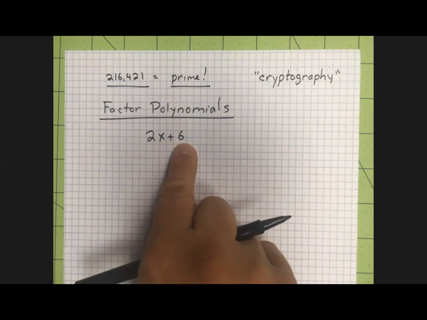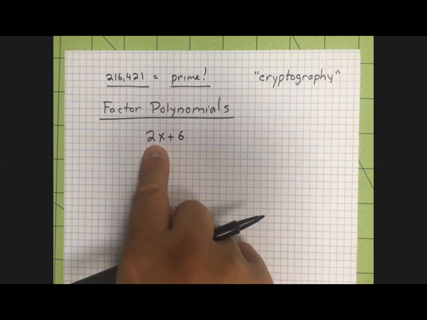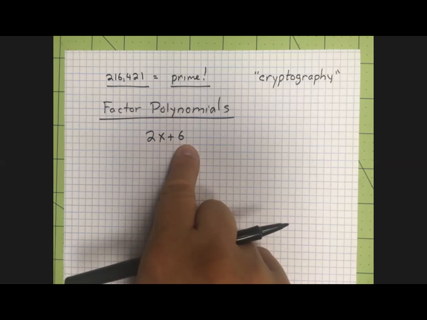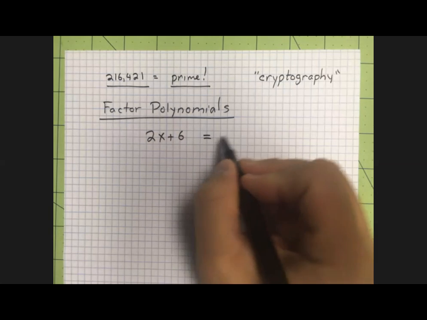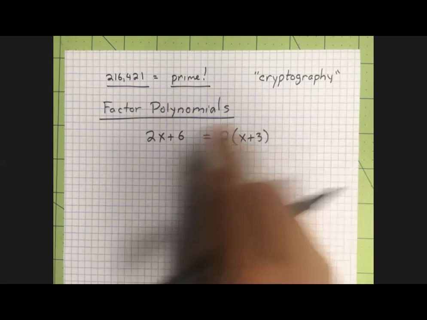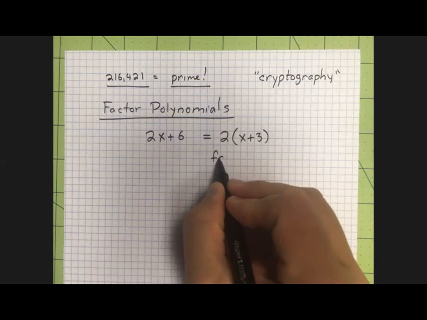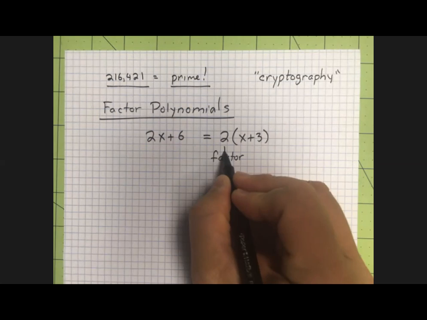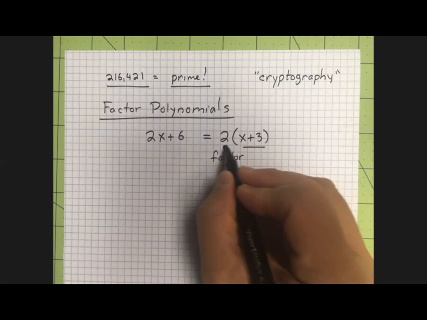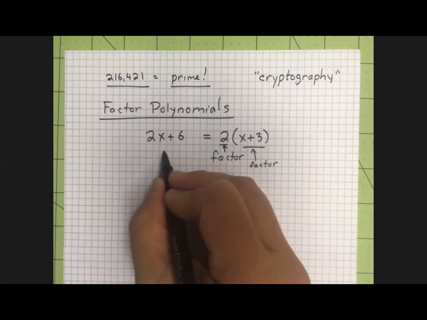But you can ask the same questions about this as you asked about 6. How can you break down 6? 2 times 3. But this can be broken down as 2 times x. And you say, oh, they both have a 2 inside them. So even if you wouldn't have thought of this before today, let's think about it like that. 2x plus 6 is 2 times x plus 3. That is factoring. There's a factor. There's a factor. And there's a product.